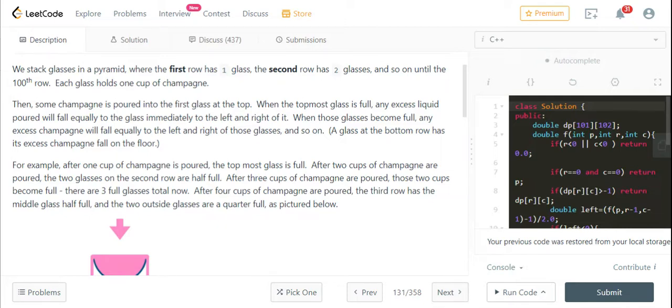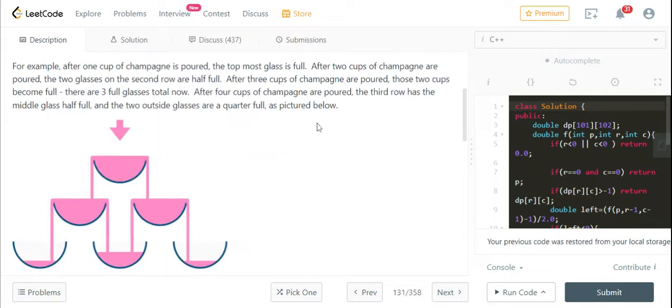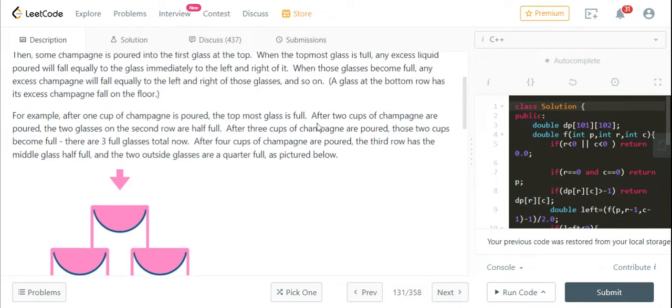Each glass holds one cup of champagne. Then some champagne is poured into the first glass at the top. When the topmost glass is full, any excess liquid poured will fall equally to the glass immediately to the left and to the right of it. When those glasses become full, any excess champagne will fall equally to the left and right of those glasses, and so on.